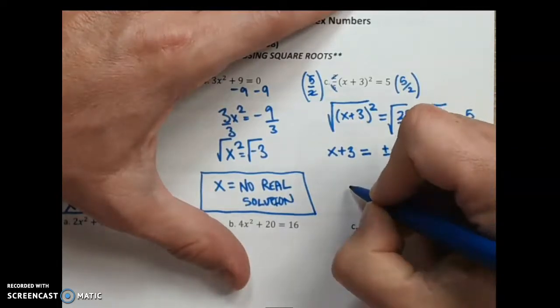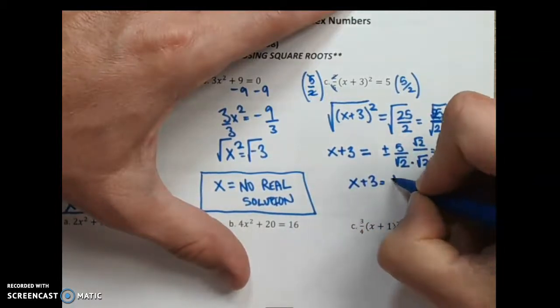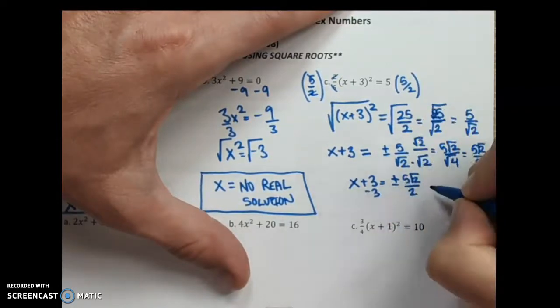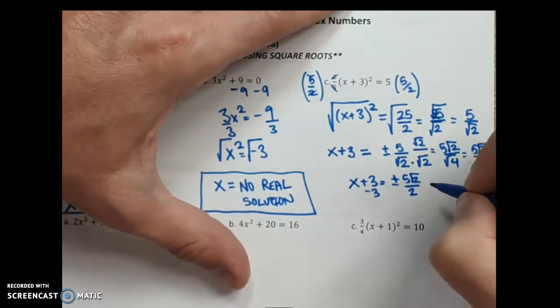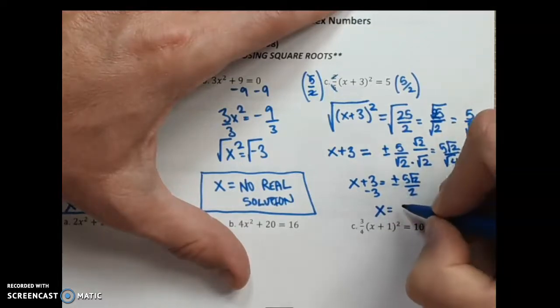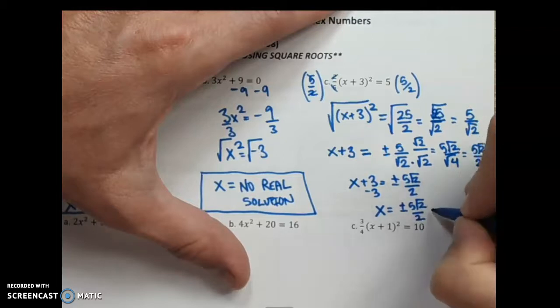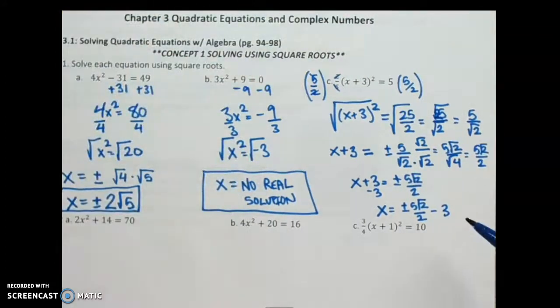So now I'm going to go ahead and subtract 3, but I'll write it again here. x plus 3 equals positive and negative 5 root 2 over 2. I'm going to subtract 3 from both sides, and I think I'm just going to leave it like that. I could make common denominators, but x equals positive and negative 5 root 2 over 2 minus, I can make it 3 over 2, but I'm just going to make it minus 3 and kind of leave it in this form.